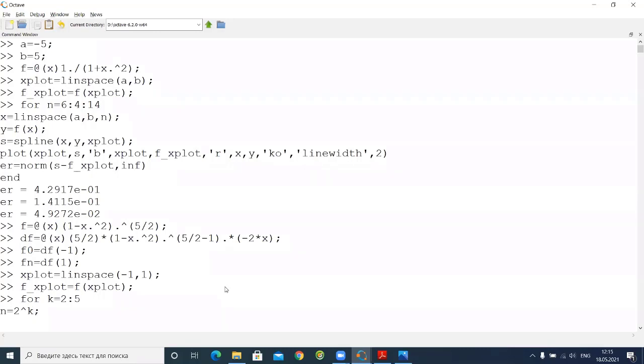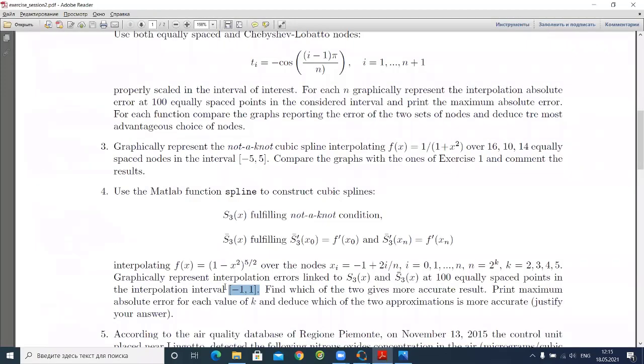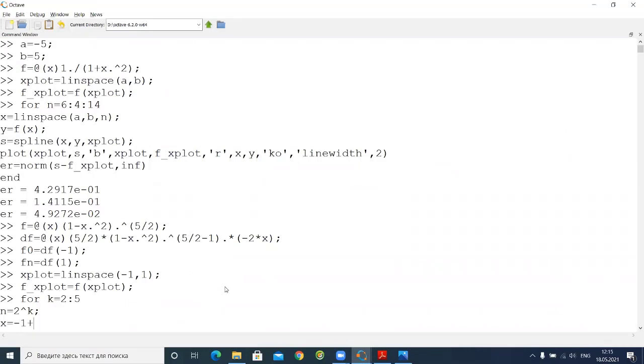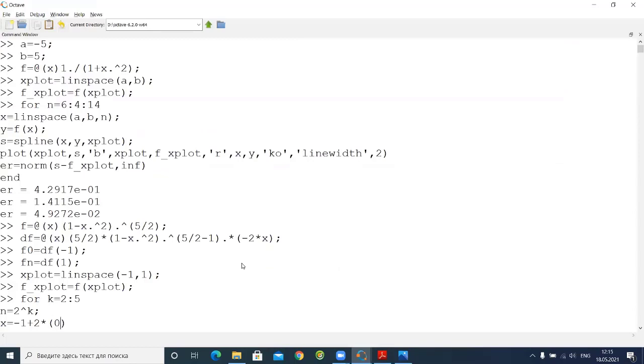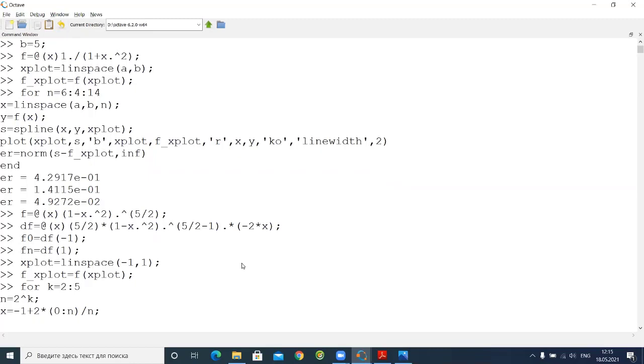Then x, now it is minus 1 plus 2i over n. So minus 1 plus 2 times i. Instead of i, we can write here from 0 till n, because n depends on k. So 0 till n, this is i. And for each i, it will compute x, and then evaluate the function y equals f of x.